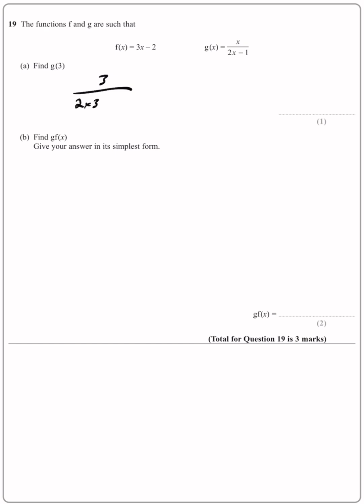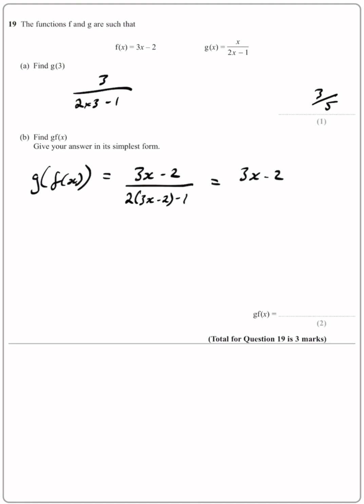Question 19, g of 3. Plug 3 into g: 3 over 2 times 3 minus 1 is 3/5. For part B, finding g of f of x, plugging the function f of x into the function g, we're going to get 3x minus 2 all over 2 lots of 3x minus 2, subtract 1. And that denominator simplifies, so the final compound function is 3x minus 2 over 6x minus 5.